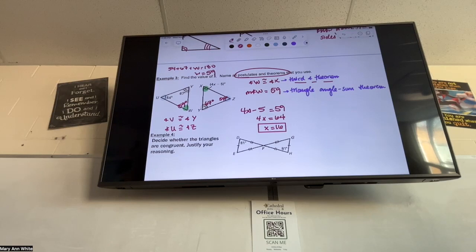All right, I don't really need to name a theorem for that one. Are we doing all right so far? All right, moving on down. If you are good, move on down to the next problem.